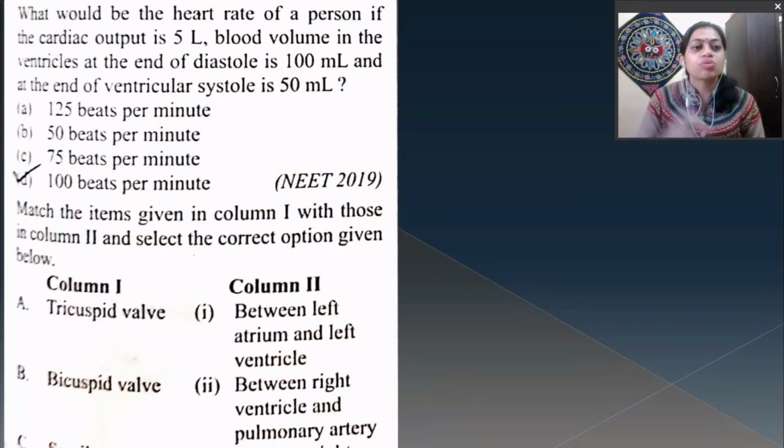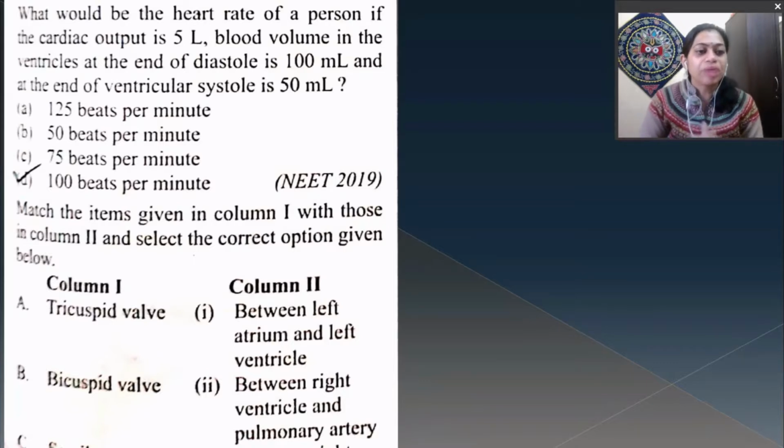Now cardiac output equals heartbeat into stroke volume. So to calculate heartbeat we have to do cardiac output by stroke volume. So our cardiac output is 5 liter, equals 5000 ml divided by 50 ml, which equals 100. So the heartbeat will be 100 beats per minute.